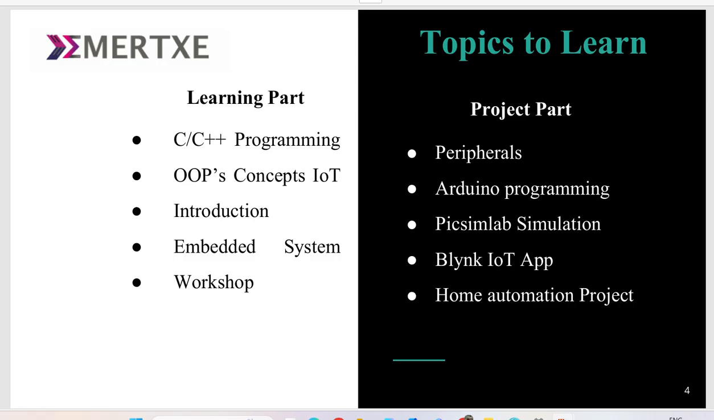Coming to my learning part, what I learned in this 4-week internship covered both the learning part and the project part. In the learning part, we studied C and C++ programming, object-oriented concepts like Java, Python, and embedded systems fundamentals and IoT basics. In the project, we worked with Arduino programming and the PSIM lab and also the Blynk IoT application to build a real-time home automation project.